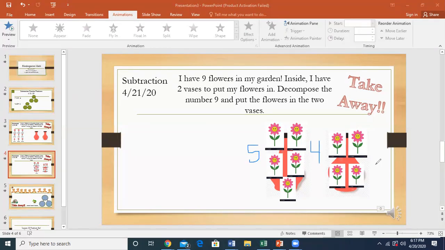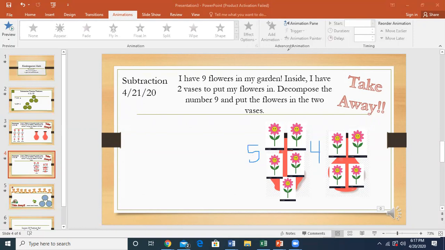If it's different, that is okay. You might have 3 flowers in here and 6 flowers in this vase. You might have 2 flowers in here and 7 flowers in this vase. This is showing that there is more than one way to decompose the number 9. Ours might be different. You might have a different number of flowers than I did on my screen. So that is okay. You can break it up in more than one way. And that's what we're going to learn today. We're going to learn different ways that you can break up the number 9.